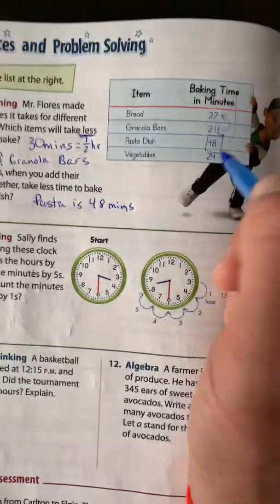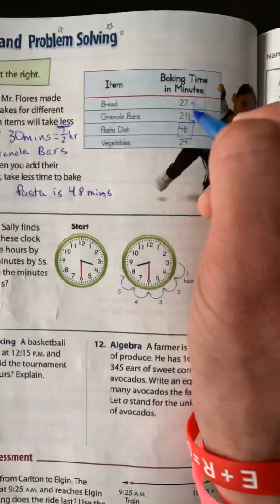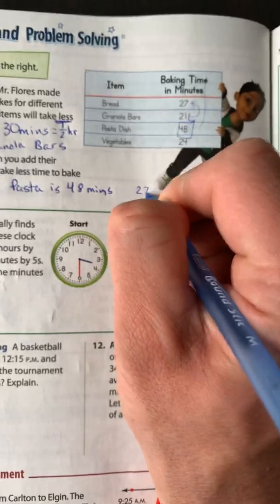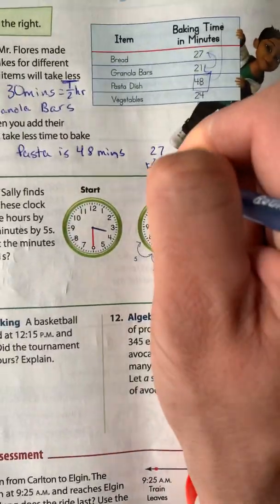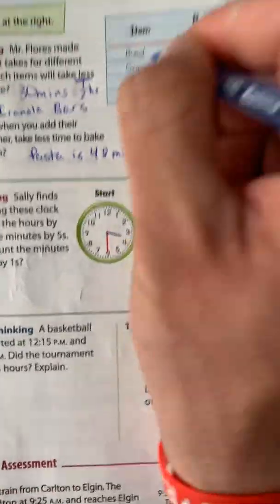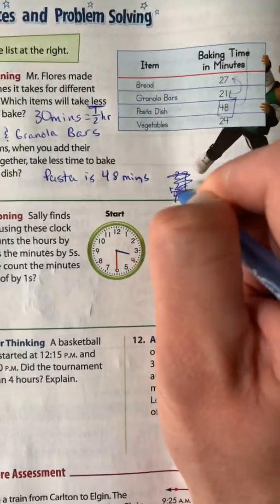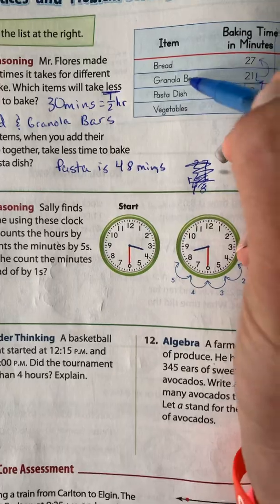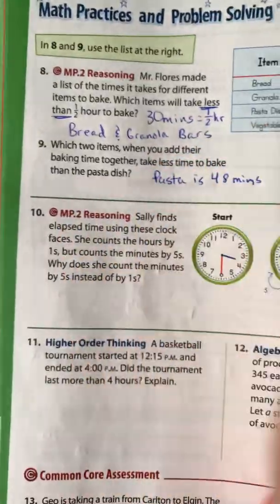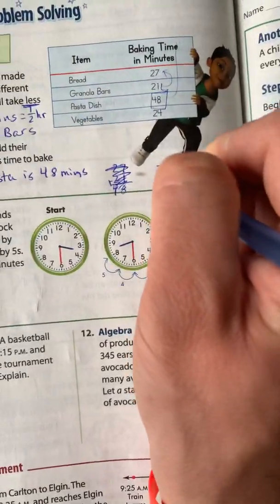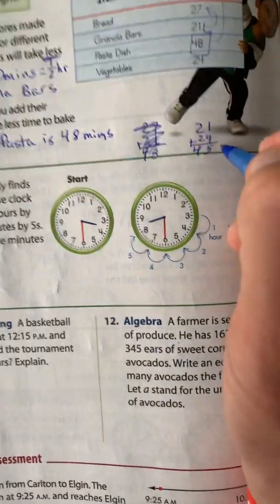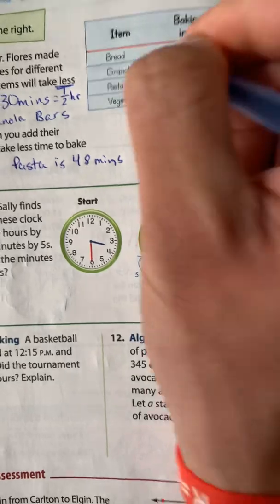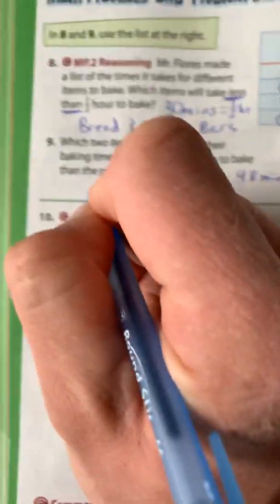Let's figure out who got it right. If you added bread and granola, 27 plus 21, that equals 48. Is that less than the pasta dish? Nope, so it can't be bread and granola. So you'd have to try something else. Let's try granola and vegetables. 21 plus 24 equals 45 minutes. Is that less than the pasta dish? Yes, so granola and vegetables.